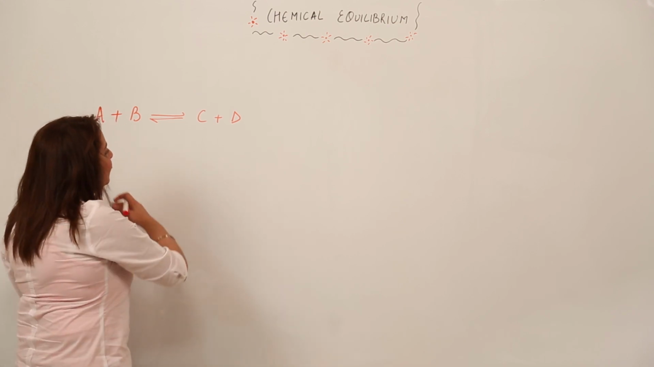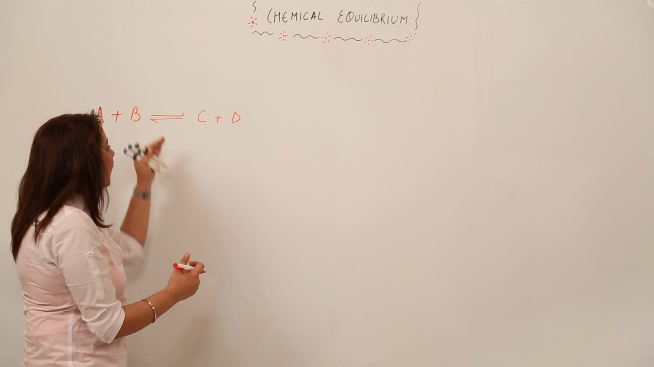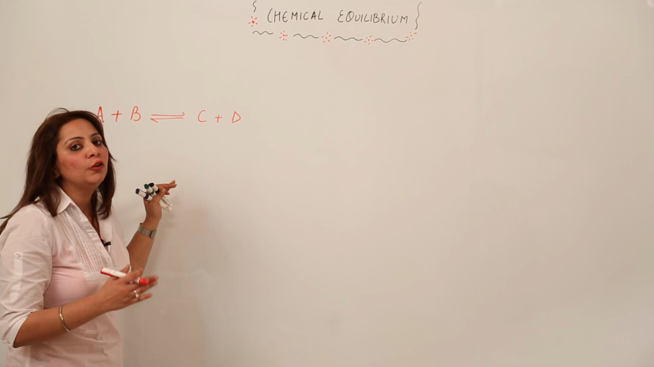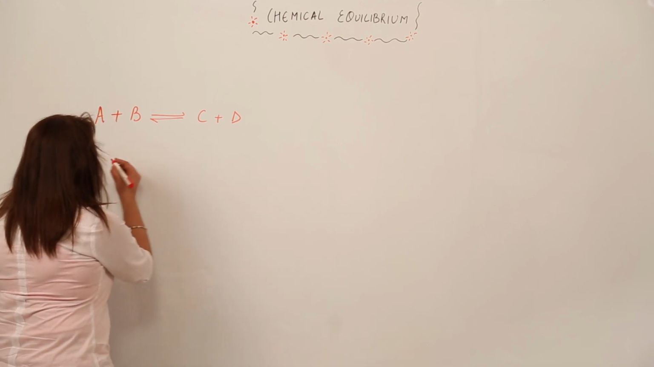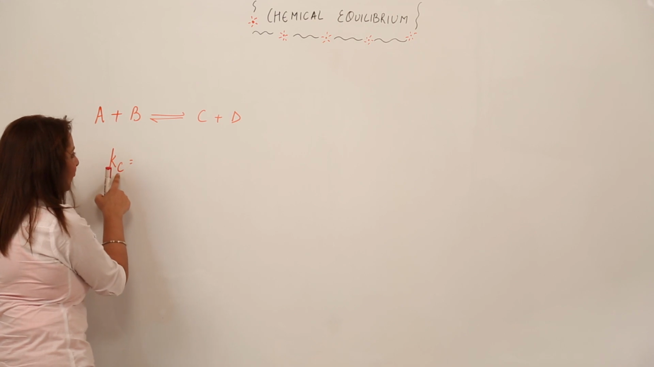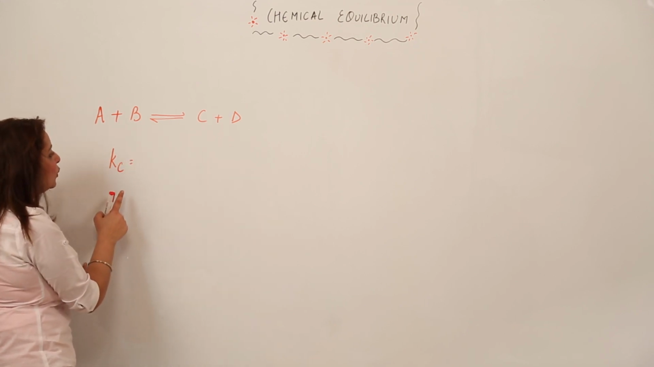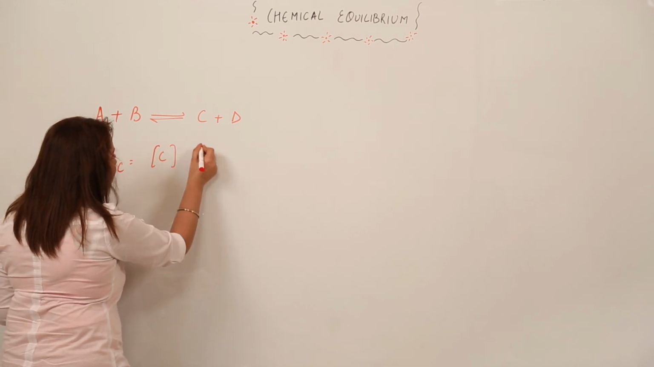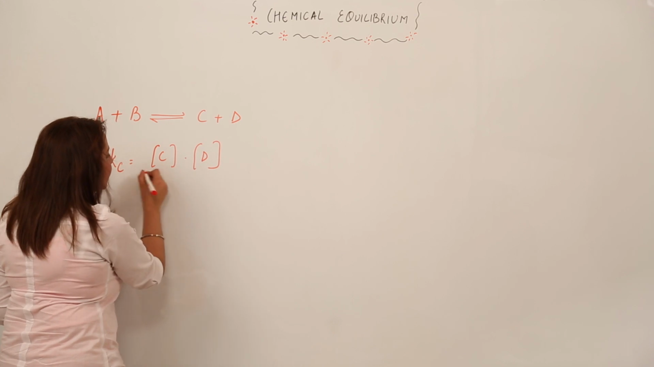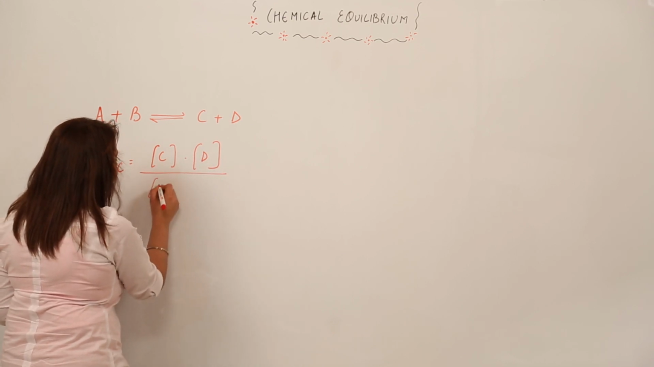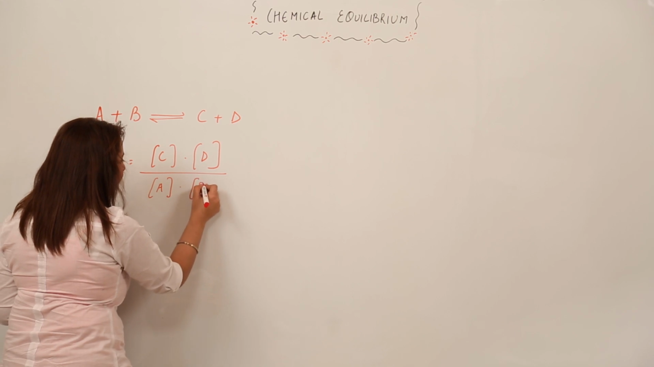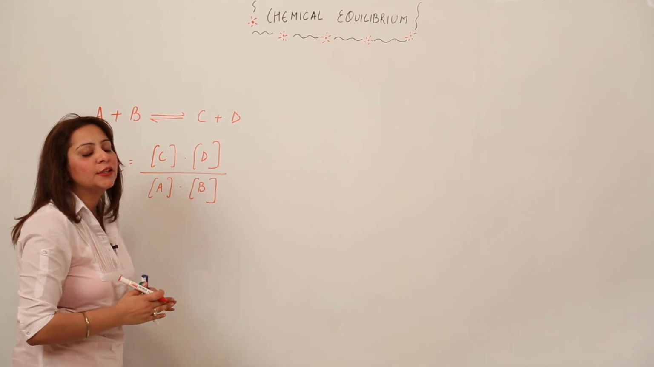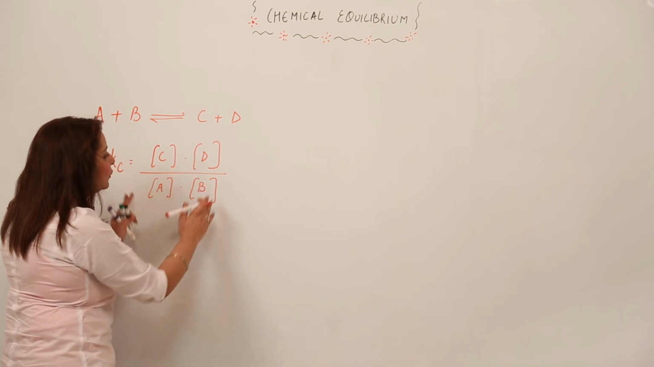So if we have reached the stage of equilibrium, that means the rate of forward reaction becomes equal to the rate of reverse reaction, then at that time we can write the equilibrium constant expression for it. When we write the equilibrium constant expression, it is equal to the concentration of products divided by the concentration of the reactants. So we write in this order when we talk about Kc.